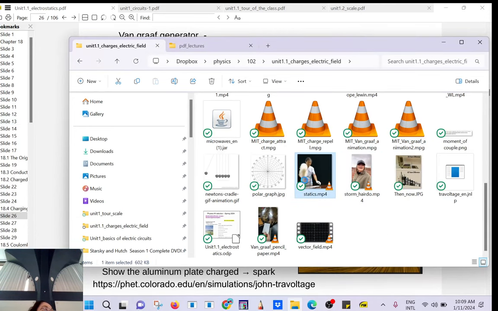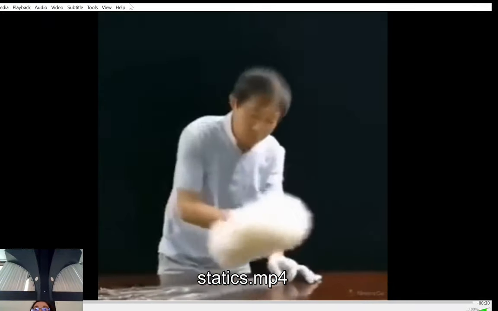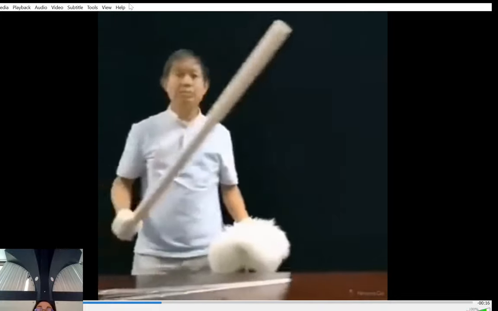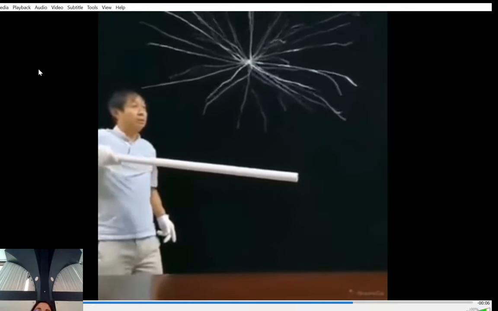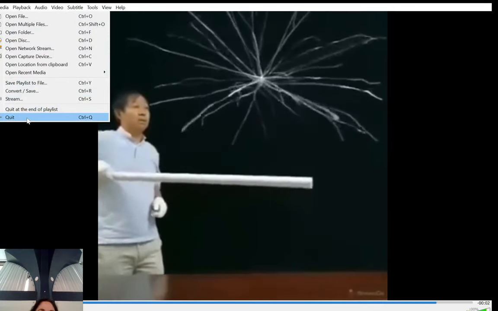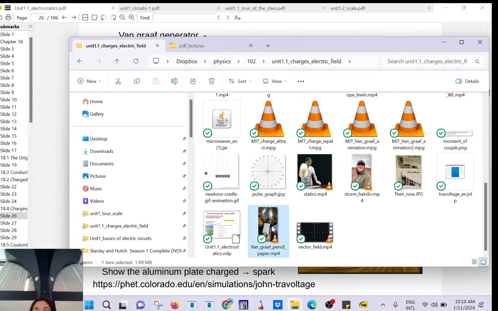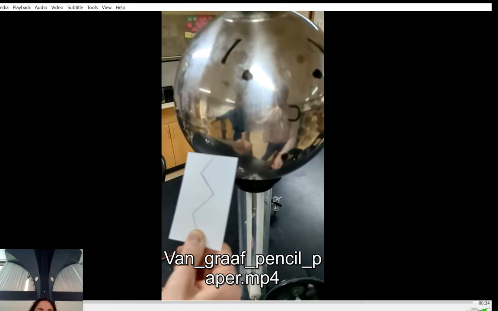So here is an experiment you can do. You have a capacitor. That's what Benjamin Franklin did, right? He had the capacitor, so he was able to hold that, but you have to be isolated from the ground. You see the same experiment here. Very cool. Another thing to do with a Van de Graaff generator.